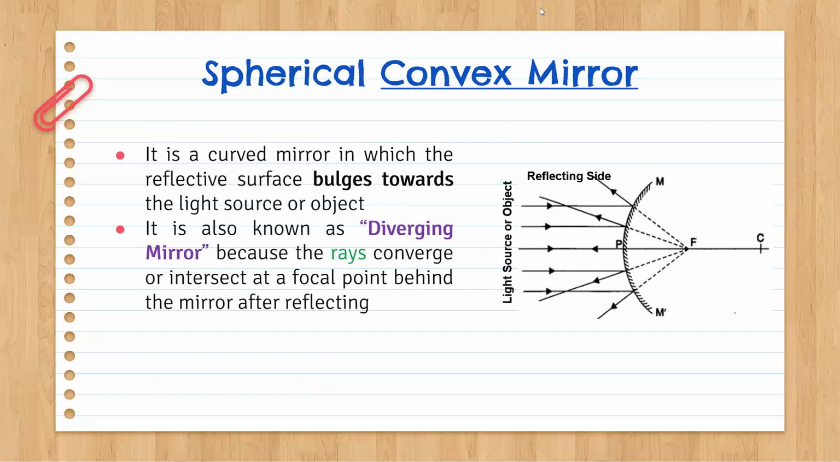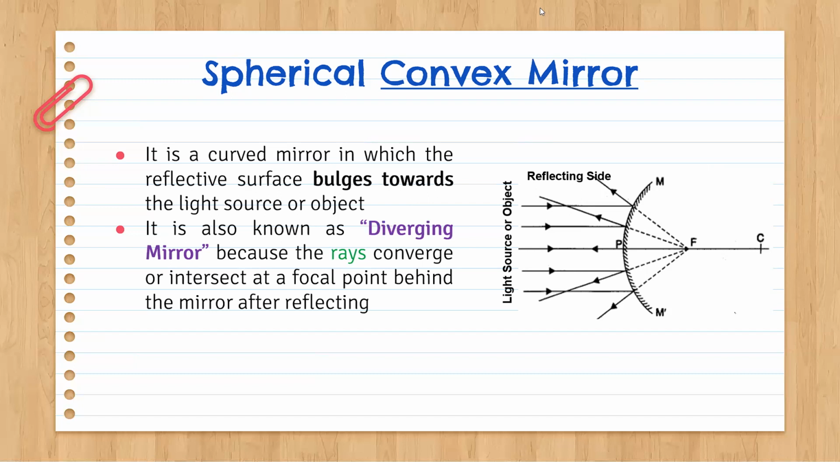Now, the only difference between the concave and the convex is the bulge of the mirror itself, and also the reflection of the rays. As you can observe, the rays of the convex mirror, once reflected on the surface of the mirror, tend to diverge. But if you look closely, you can see that there are dotted lines that continue to converge behind the mirror.